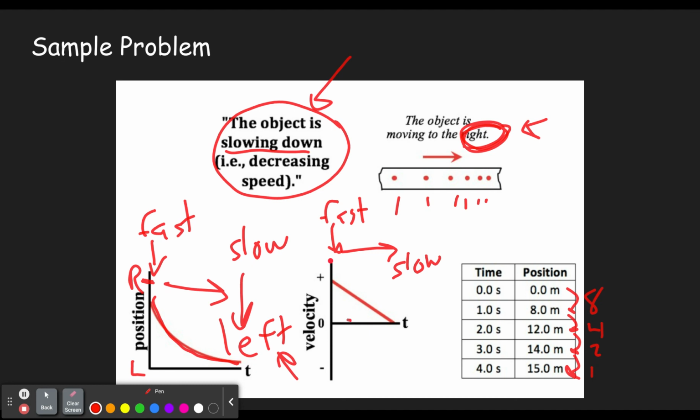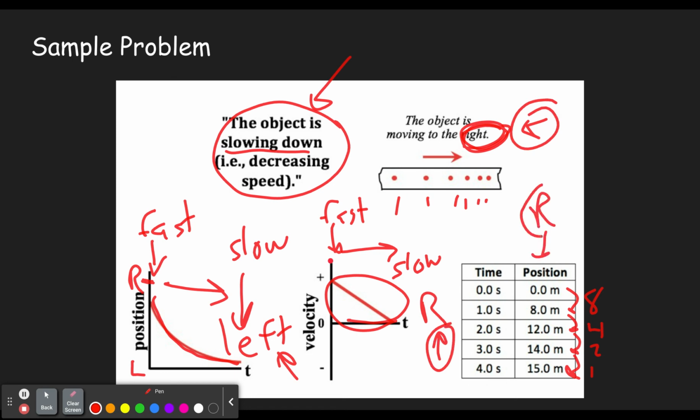Well, let's see. This is in the top half of the graph. The top half of the graph is going right. So now we've got 2 that are going right, and these are positive numbers, so these are also going right. So the one that doesn't belong is the one going to the left.